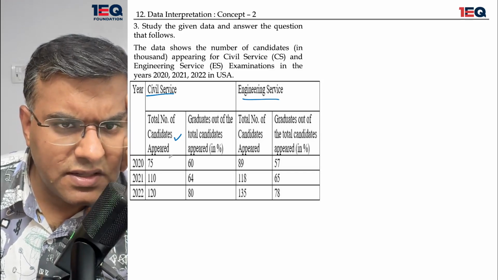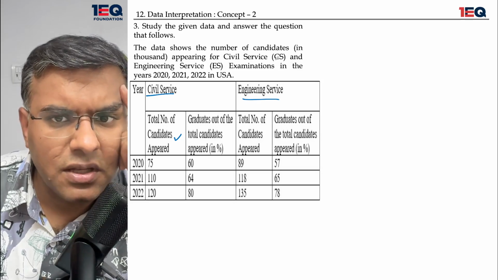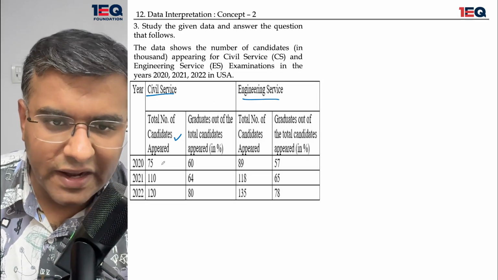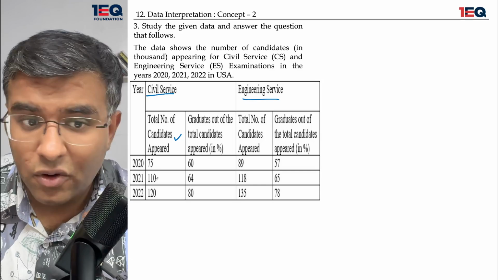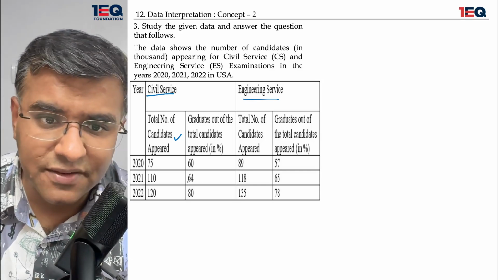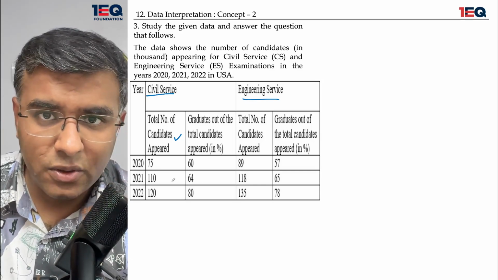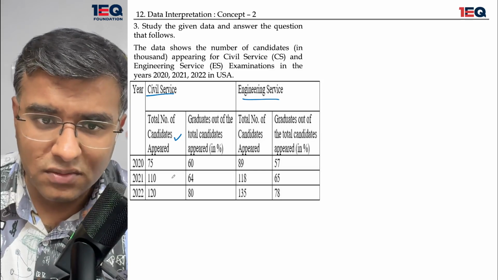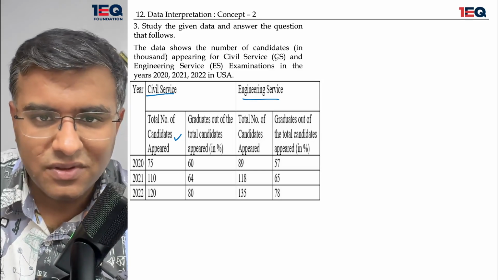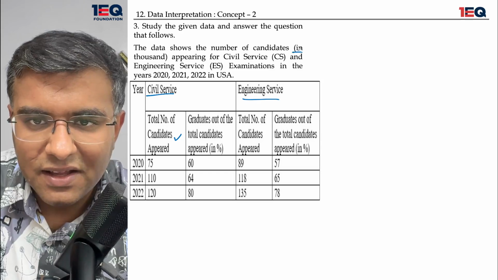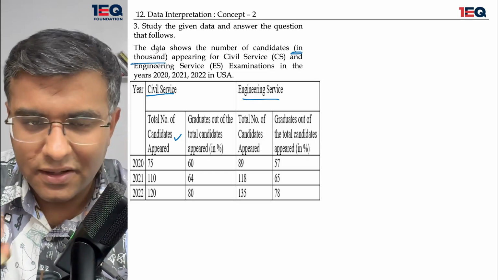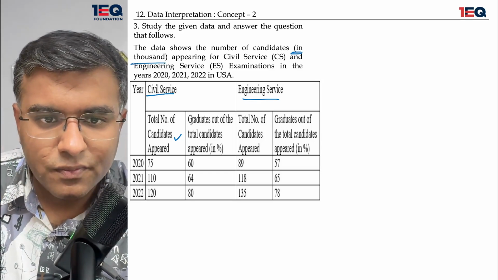Total number of candidates appeared. Okay, is it in thousands or something? Yeah, it's in thousands. I was wondering if 75 or maybe 110 is multiplied by 64, the answer is going to come in points, and the number of candidates cannot be in points. So it was saved by this. In thousands is already written, right? So this is the data.